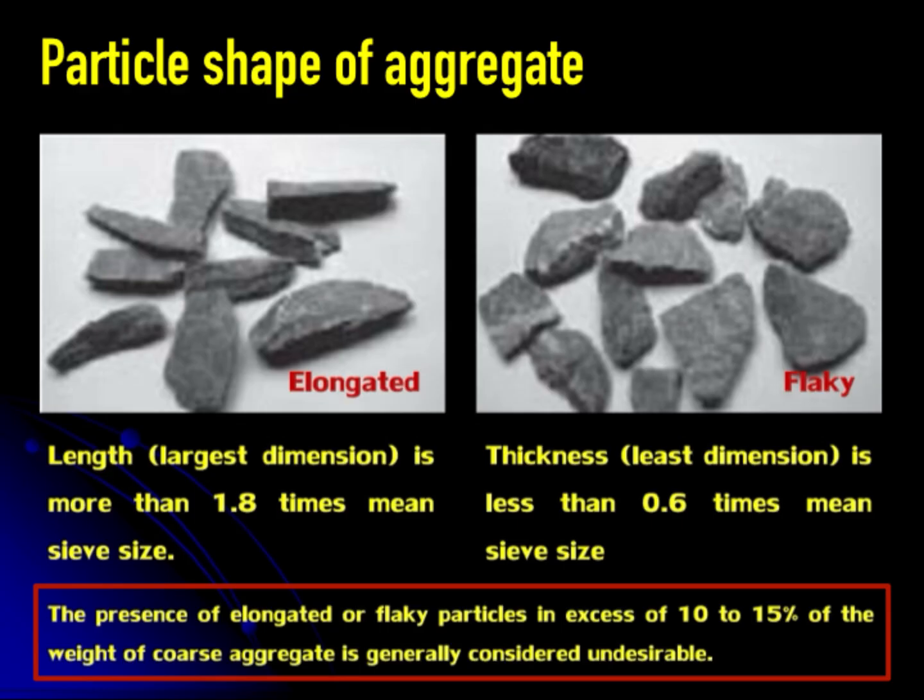This slide shows the definition or criteria to classify aggregate as flaky and elongated particles. A particle is flaky if its thickness, the least dimension, is less than 0.6 times the mean sieve size. For the elongated, the length of the particle is more than 1.8 times the mean sieve size. Generally, the elongated or flaky particles should not be more than 15% of the weight of coarse aggregate.